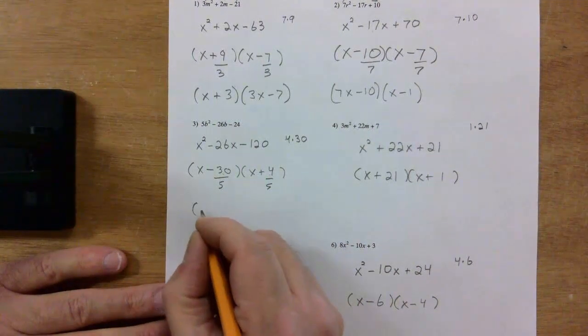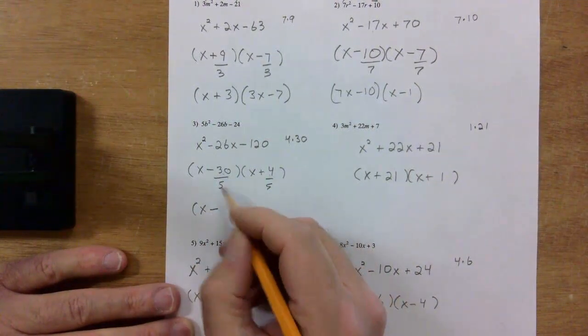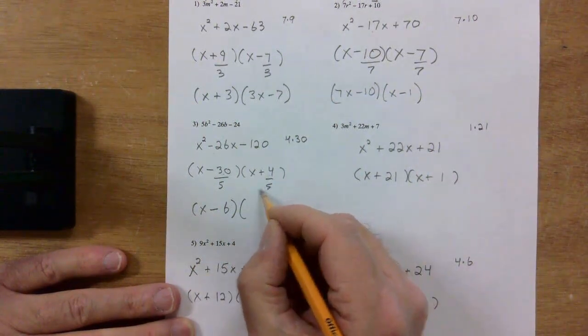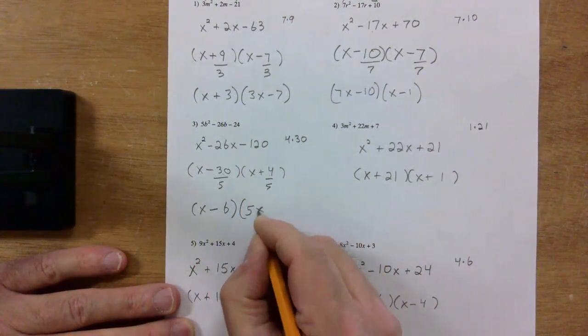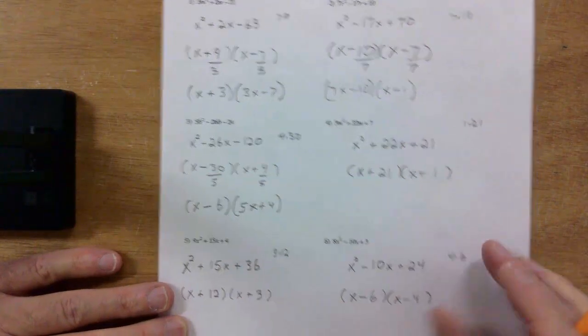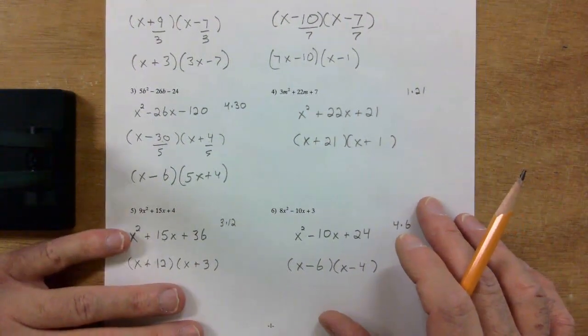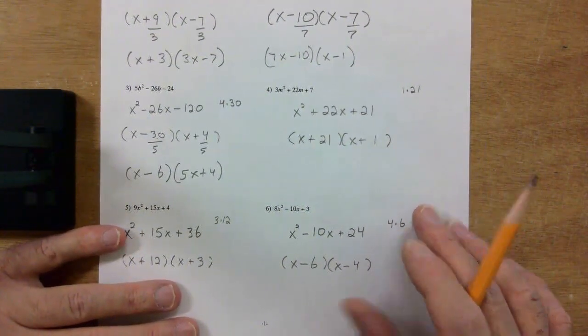All right. 30 divided by 5 is 6. 4 over 5, just bottom up the 5. All right, sometimes you simplify then bottom up on the same side. It's okay. All right, we're going to do the next one.